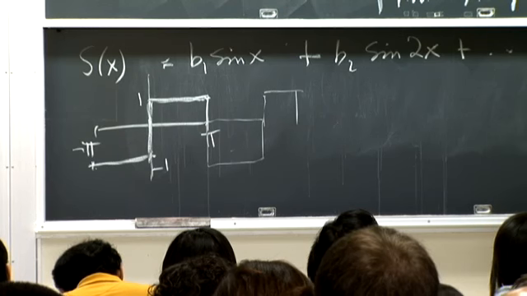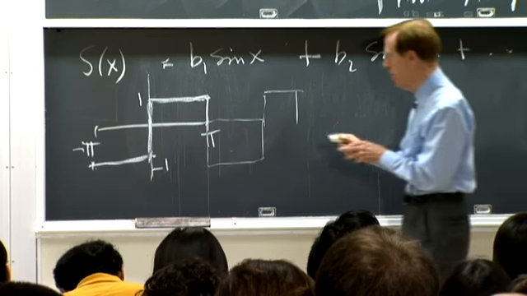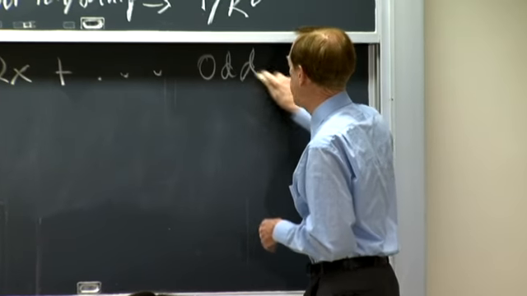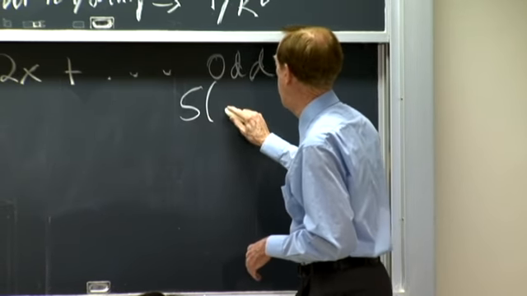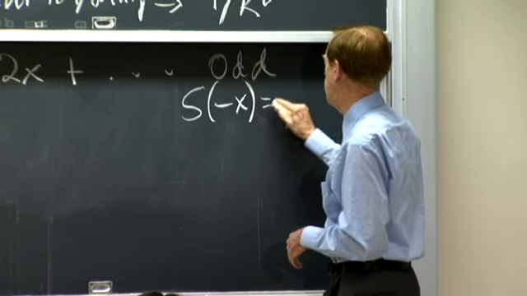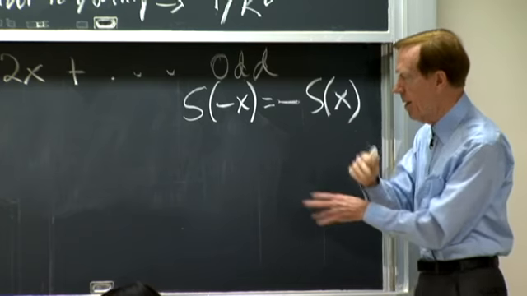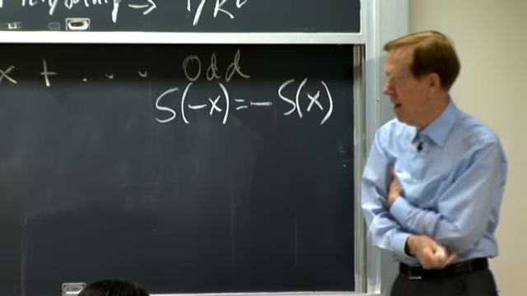Well, sines are odd functions. Everybody knows what odd means. Odd means that sine of minus x is minus sine of x. So that's the anti-symmetry that we see in that graph.